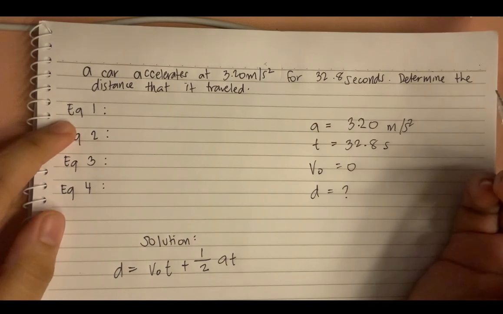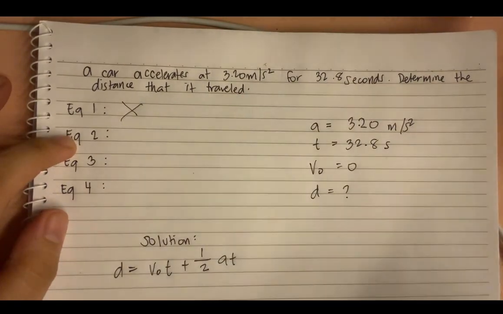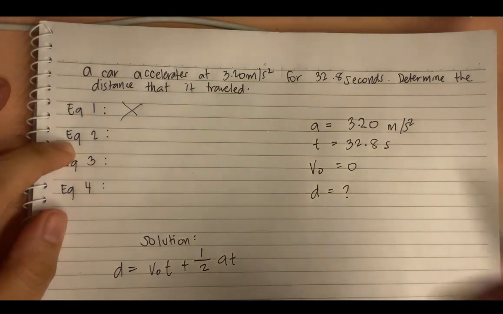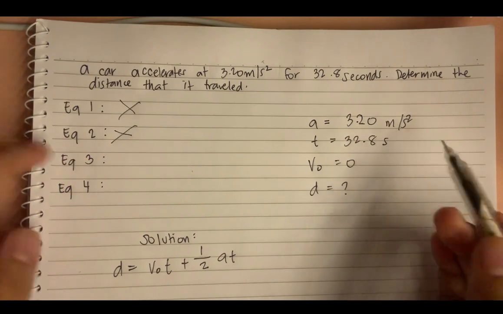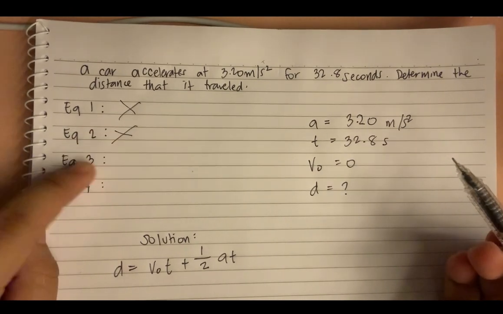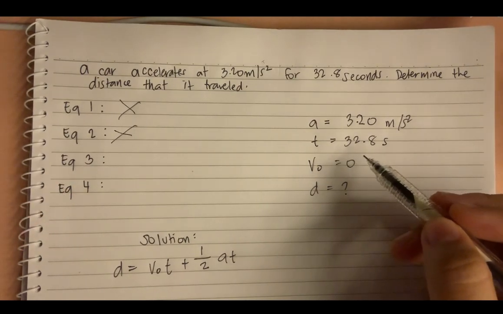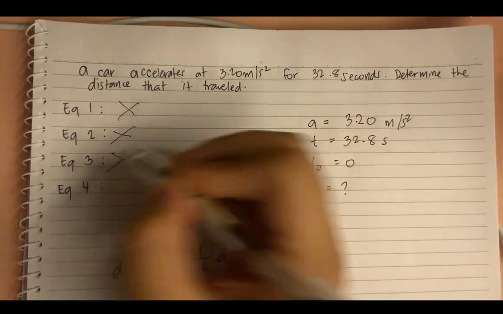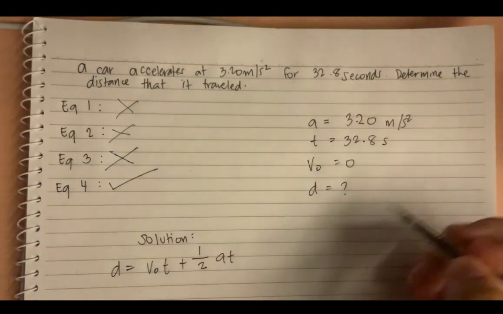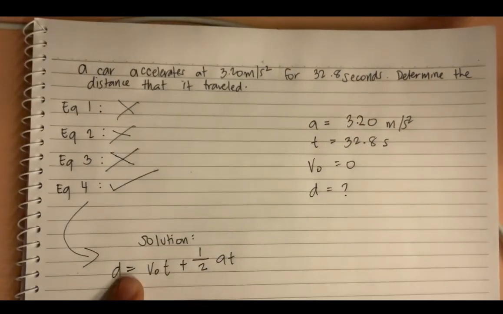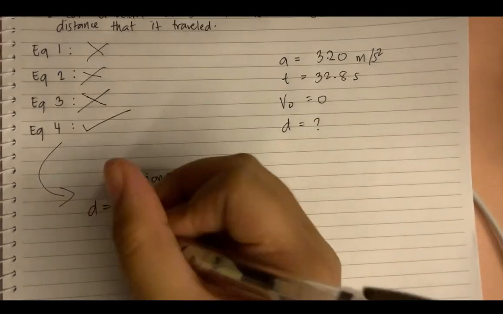For equation 1, there is no distance, so we will not use it since we are looking for distance. Equation 2 has no acceleration, but our acceleration is already given, so we can cross that out too. Equation 3 has no time, but we have the time given, so it's out as well. That means we will be using equation 4, which is this equation. Now we will just place the givens.